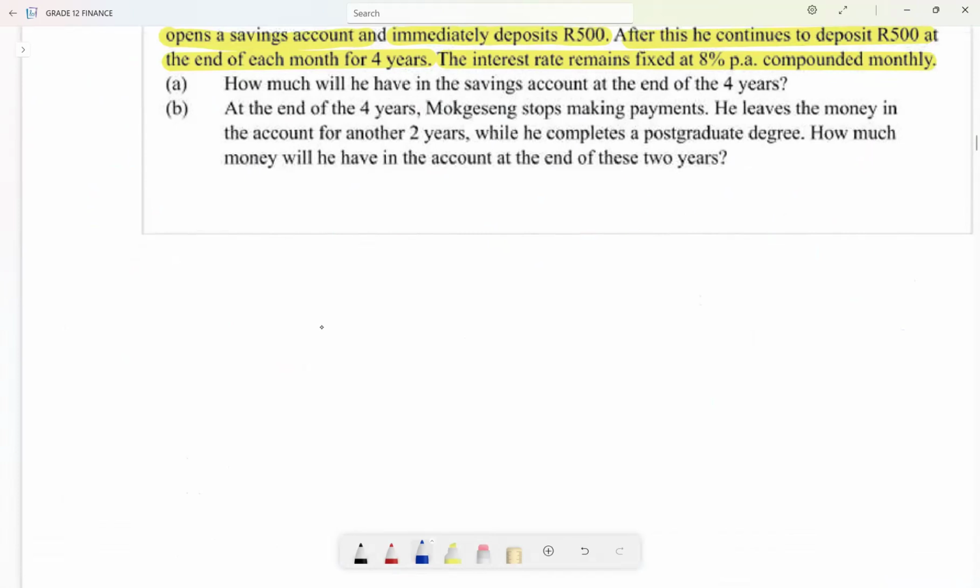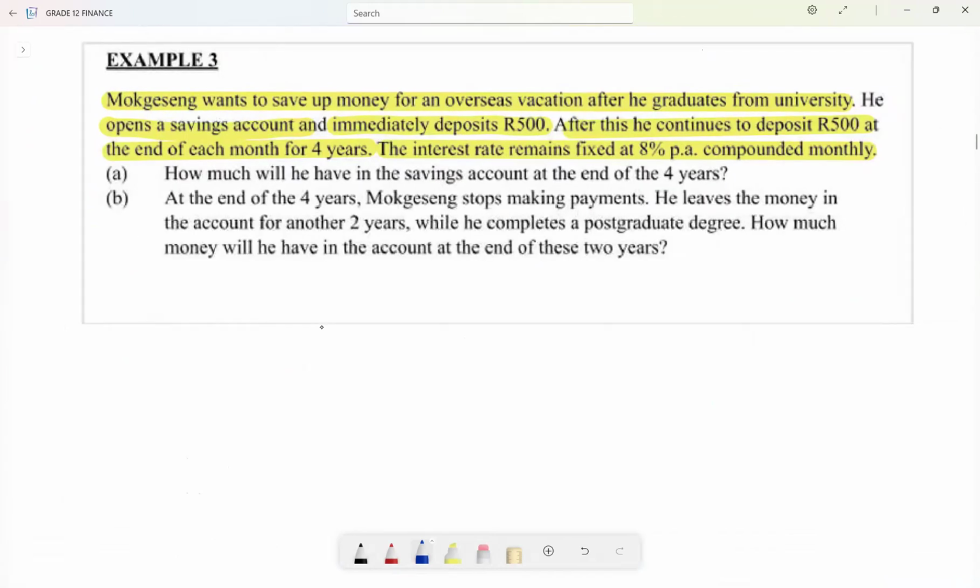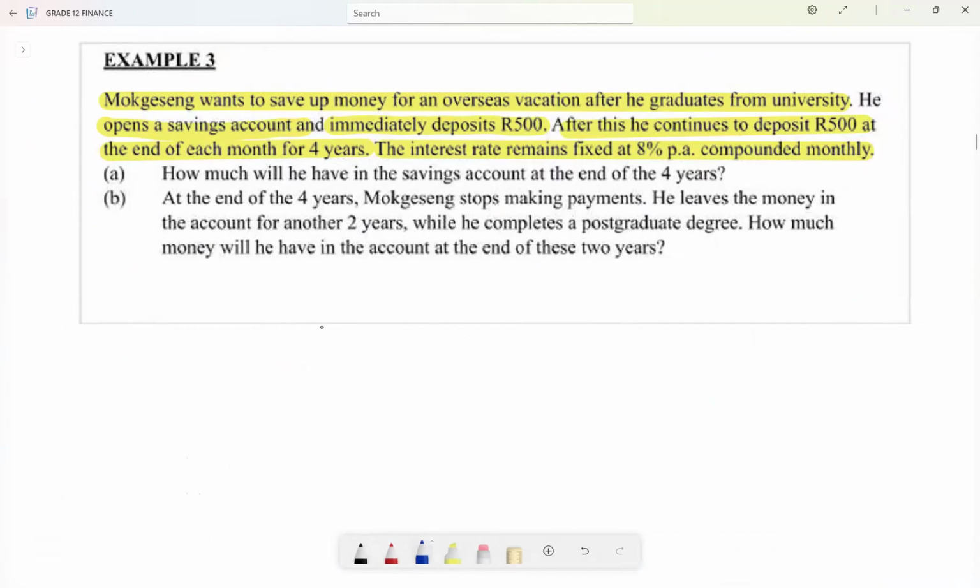Now we can go back, and now that we are exposed to such information, let's see if you can apply it. I will repeat this statement. Mukhesen wants to save up money for an overseas vacation after he graduates from university. He opens a savings account and immediately, a very important keyword, deposits 500. Remember that immediately has an effect on the number of payments. After this, he continues to deposit 500 at the end of each month for 4 years. So there are regular payments: 500, 500, 500, each and every month.